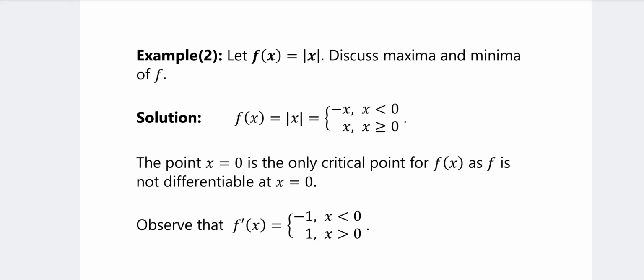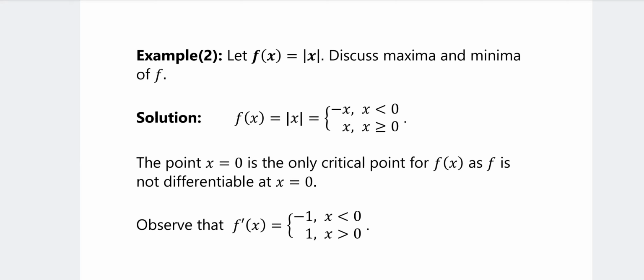So the mode function is defined by minus x if x is less than 0, and x if x is greater than or equal to 0. We know that the mode function is not differentiable at 0. So what was the definition of critical points? A point at which the function is not differentiable. So x naught is the only critical point.